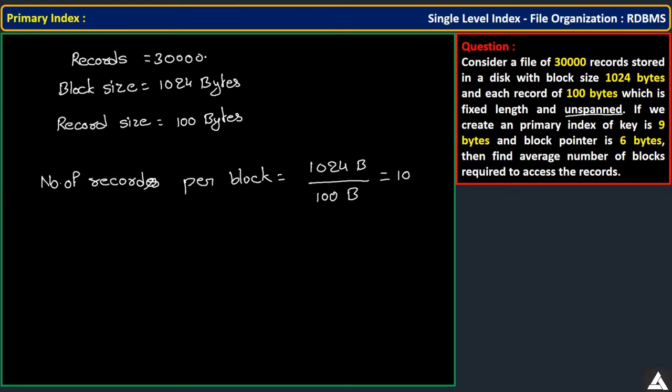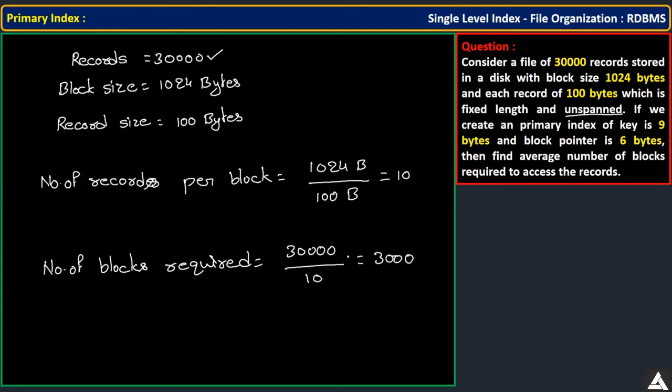Now you see, in total how many records do we have? 30,000 records. That means if you place 10 records in one block, how many blocks are required in total? Total records are 30,000 and the number of records per block is 10. So 3,000 blocks are required for storing these 30,000 records. That is one simple thing we have to understand.